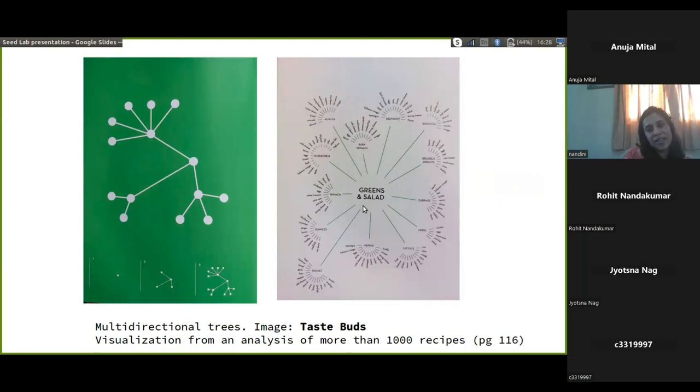So this is a very nice example of a multi-directional tree where there are taste buds, and your central premise here is greens and salads, right? So what best goes with baby spinach? What best goes with beetroot? What best goes with broccoli? And you have the subclasses there, and it expands outwards. And that is also how we could think of models of organizing.